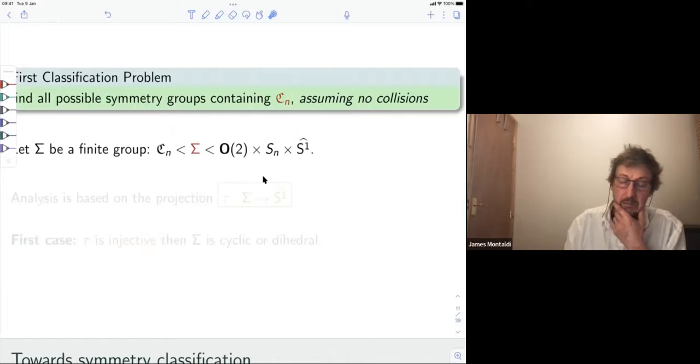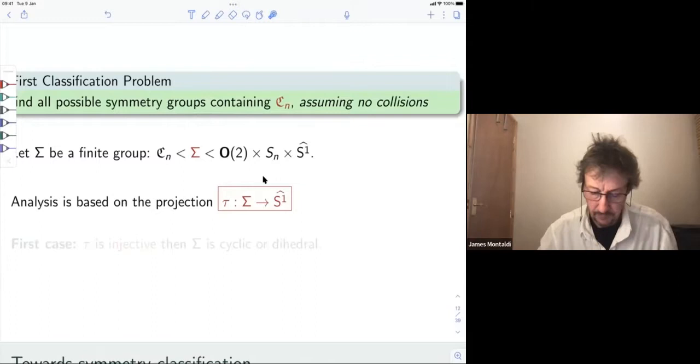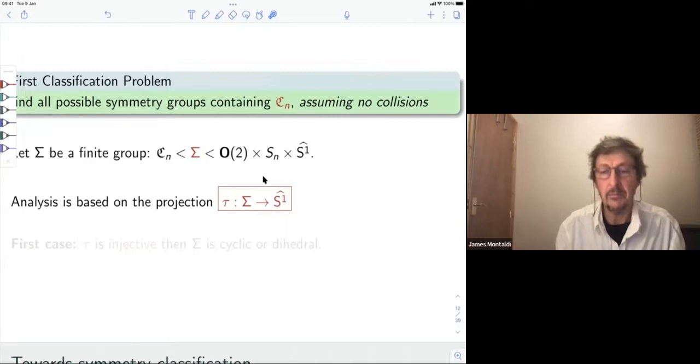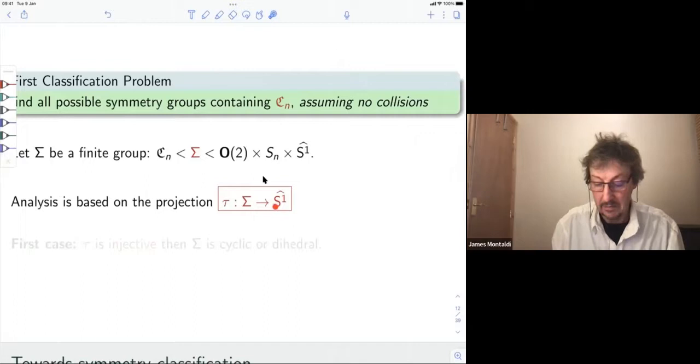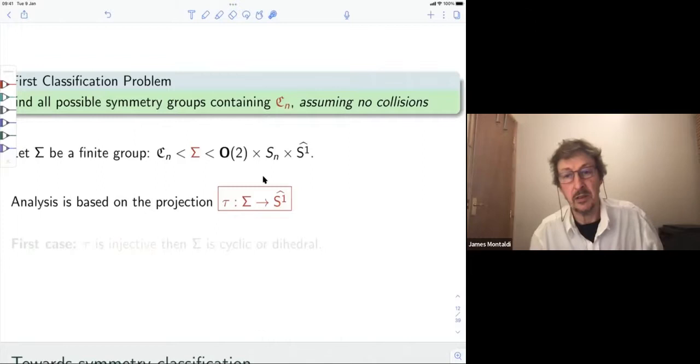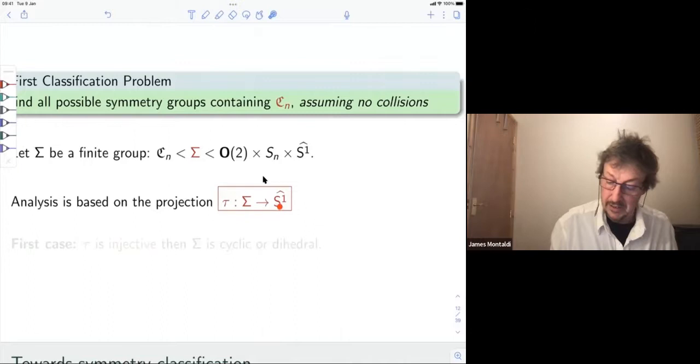I don't want to go lengthily. I have several slides about how the classification works, but I don't want to go into too many details there. The analysis is based on doing the projection. This was the key point in doing this analysis, to look at the projection of this into the time factor. If this map is injective, then of course the symmetry group sigma is isomorphic to the image, which is a finite subgroup of S1 hat, the symmetries of the time circle. It's the same as O2, really. I didn't want to call it O2 because we've got O2 acting spatially. So it's a finite subgroup of O2, so it's either cyclic or dihedral. That gives us quite a lot of information.